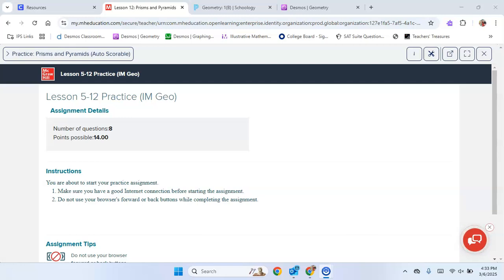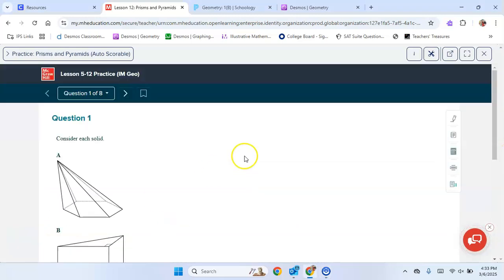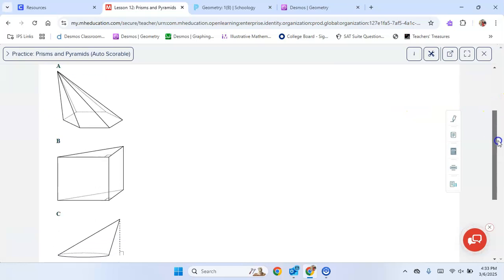5-12 Practice, Prisms and Pyramids. Question 1. Consider each solid.